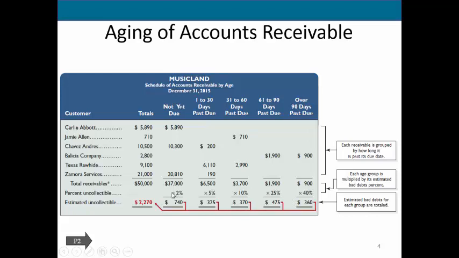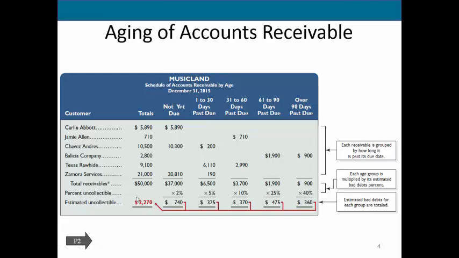You simply multiply these percentages by the total amount of receivables in those buckets, and these tell us the estimated uncollectible from each bucket. Sum those together, and you can see here, in total, we estimate $2,270 of these accounts receivable will end up being uncollectible.